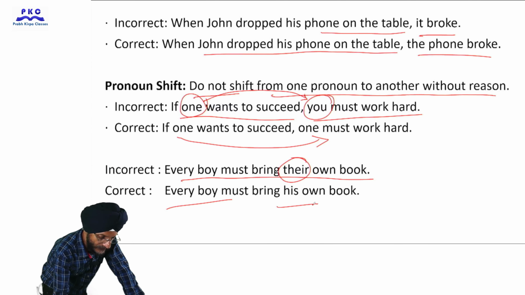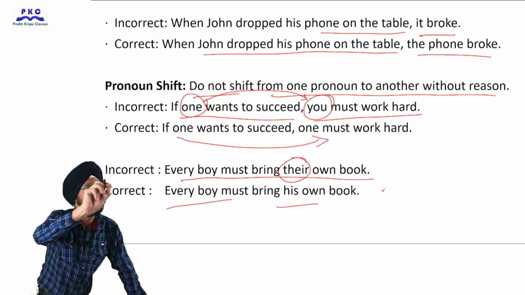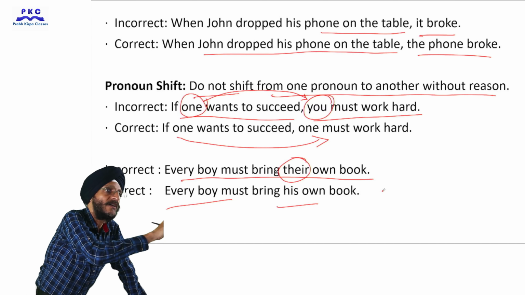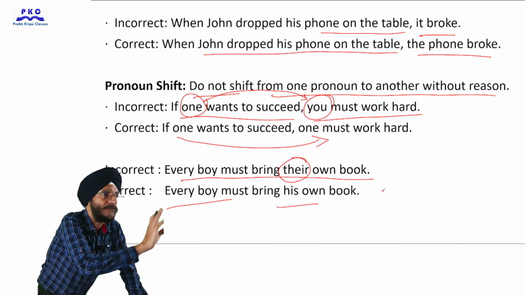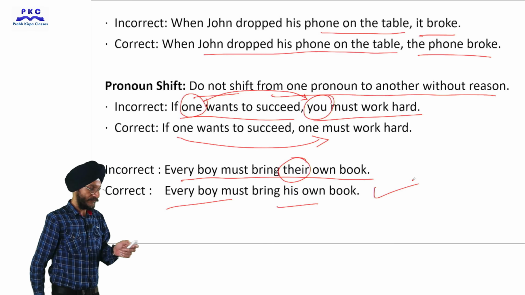Every boy must bring his book. We will not write every boy must bring her book. No, her is to be used for a girl according to gender. So every boy must bring his own book.